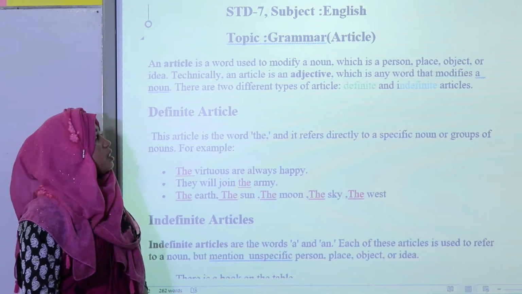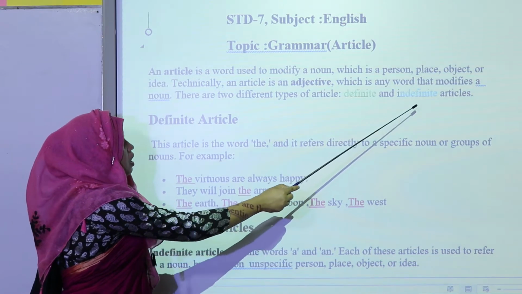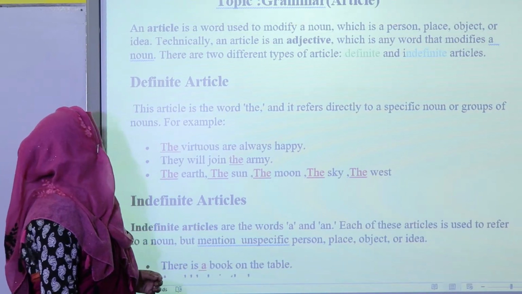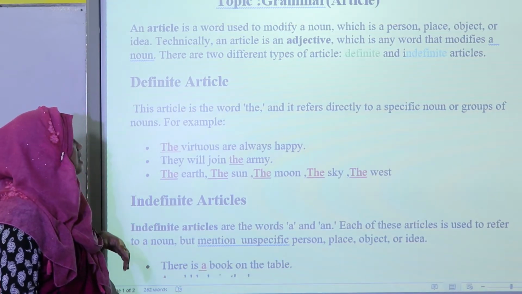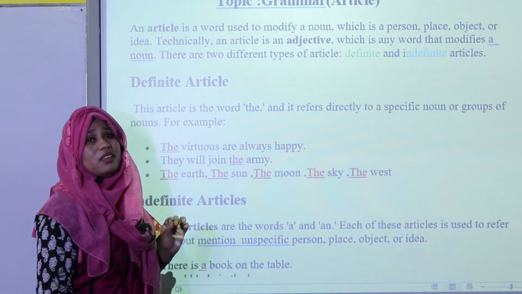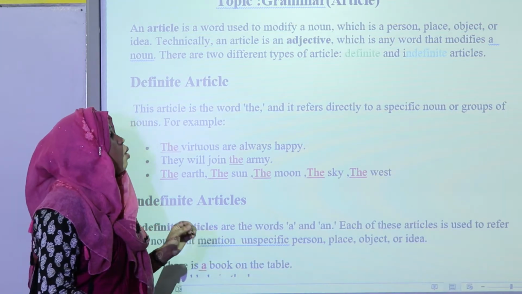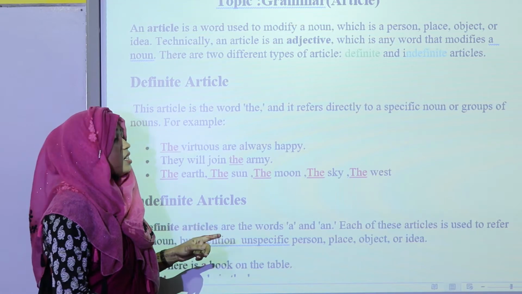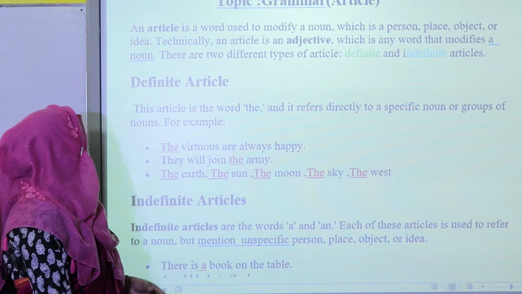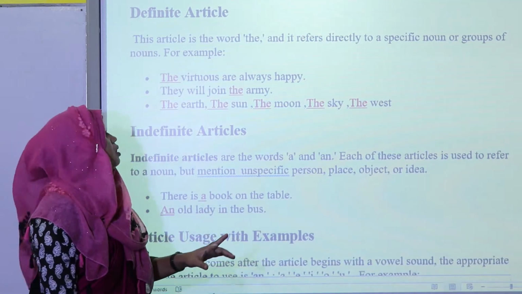There are two different types of articles, the definite articles and the indefinite articles. Definite articles identify a specific noun or group of nouns, which means the article the identifies a noun directly or specifically. In this case, we use the article the. Here are some examples where we use the article the.